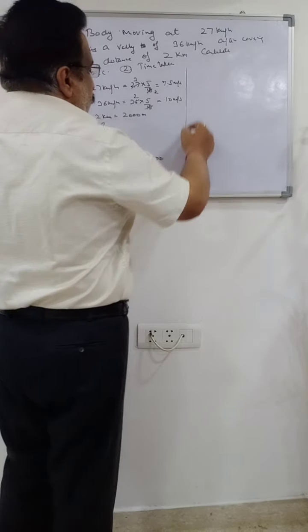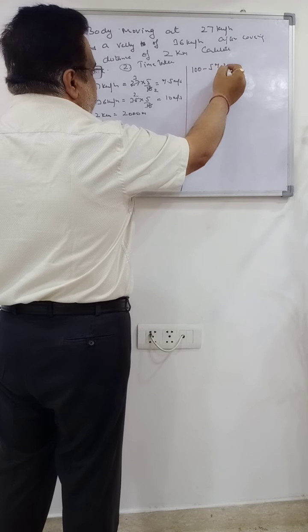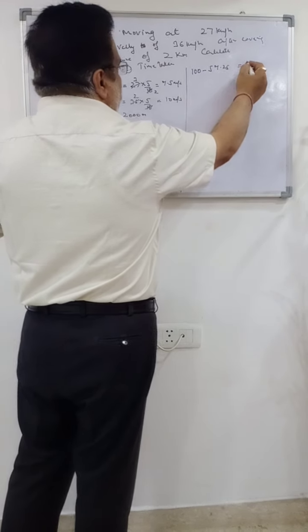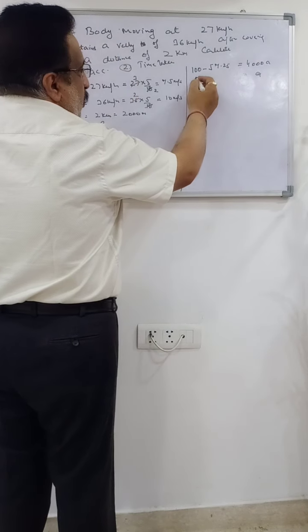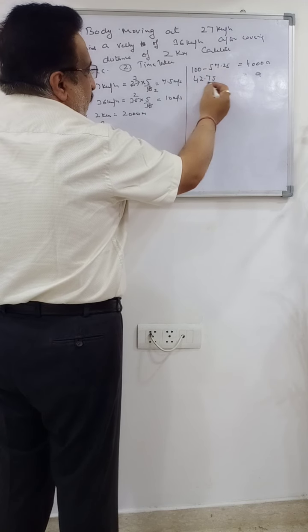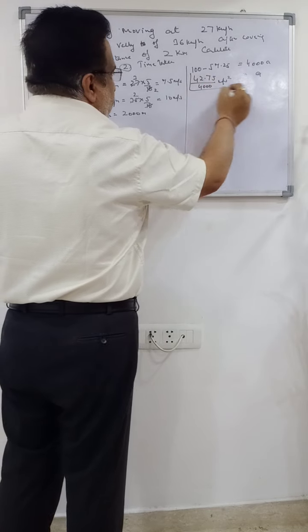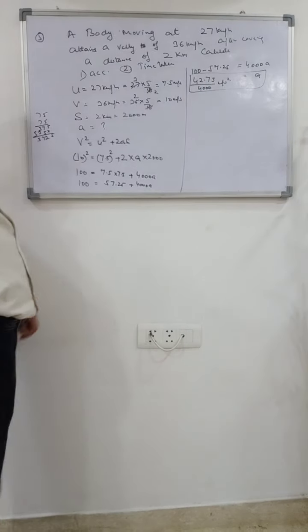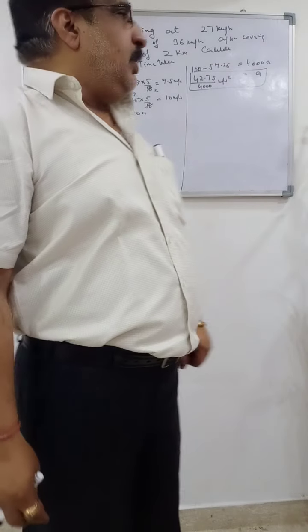So this comes out to be 100 minus 56.25 is equal to 4000 A. So what will A be equal to? 43.75 divided by 4000 meter per second square. That will be the acceleration. You can solve it further also, or you can leave it here only, no marks will be deducted.